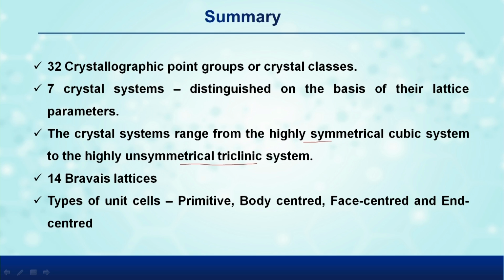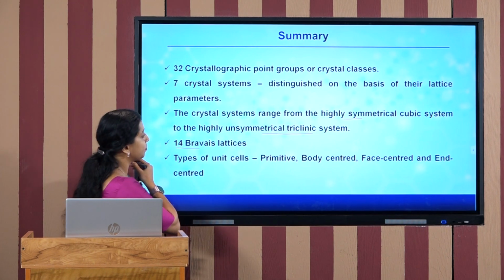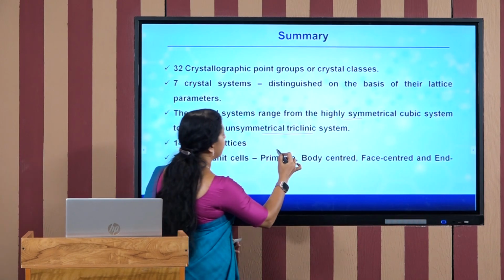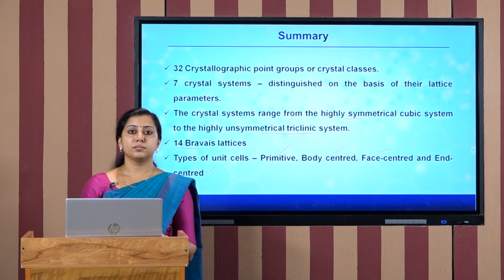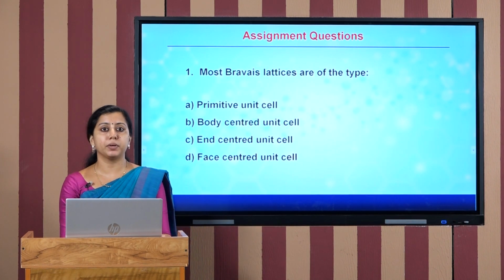Depending on the arrangement of atoms in the lattice, there are 14 Bravais lattices. The types of unit cells includes a primitive cell in which the atoms are present only at the corners, a body centered, face centered, and a base centered or end centered unit cells. Now, let us see some questions based on today's topic.